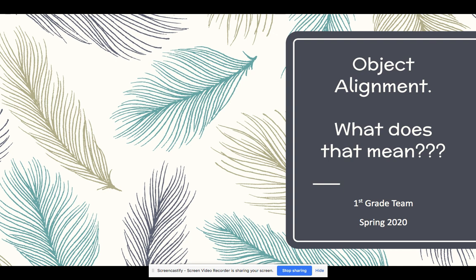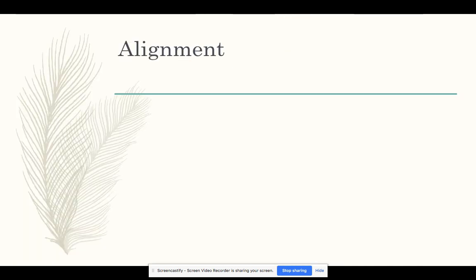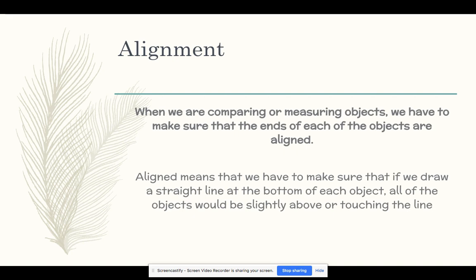What does object alignment mean? When we talk about the word alignment, we mean that when we are comparing or measuring objects, we have to make sure that the ends of each of the objects are aligned. In other words, align means that we have to make sure that if we draw a straight line at the bottom of each object, all of the objects would be slightly above or touching the line. So think alignment, align. If we draw a line, we want our objects to be slightly above or touching the line. So let's look at some photos for examples to explain what this means.